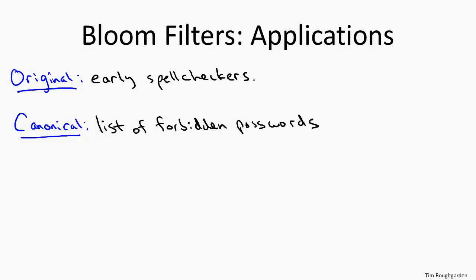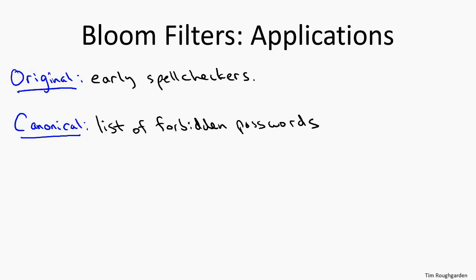And the idea is similar to the spell checker. You first insert into the Bloom filter all of the passwords that you don't want anybody to use for whatever reason. Then, when a client comes and tries to type in a new password, you look it up in the Bloom filter, and if you get a positive lookup, then you tell the user, nope, that's no good, you can't use that password, choose another one.